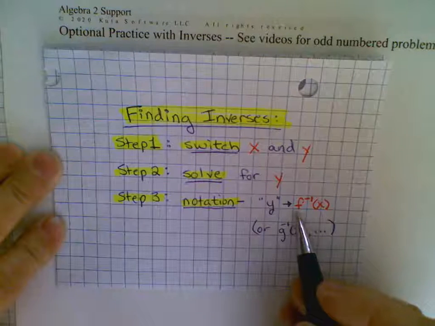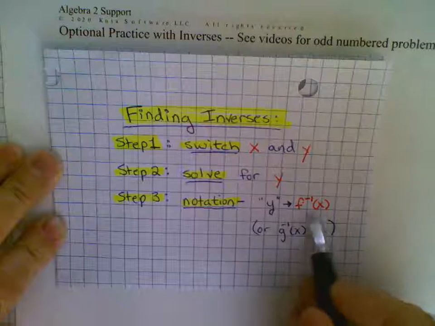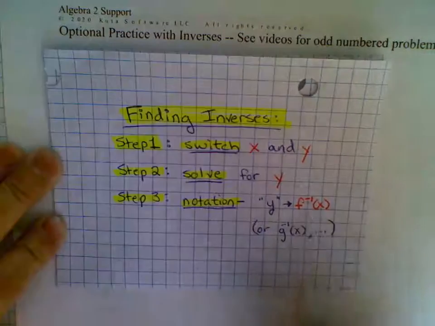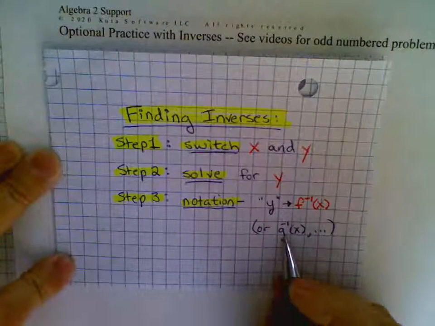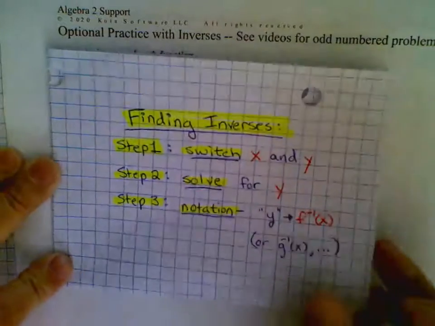We're going to rewrite the whole equation with this proper notation, which is just whatever your original function was. If your original function was f of x, it's going to be f of x with this little -1. If your original function was g of x, it's going to be g of x with this little -1. All right, so let's give that a try.